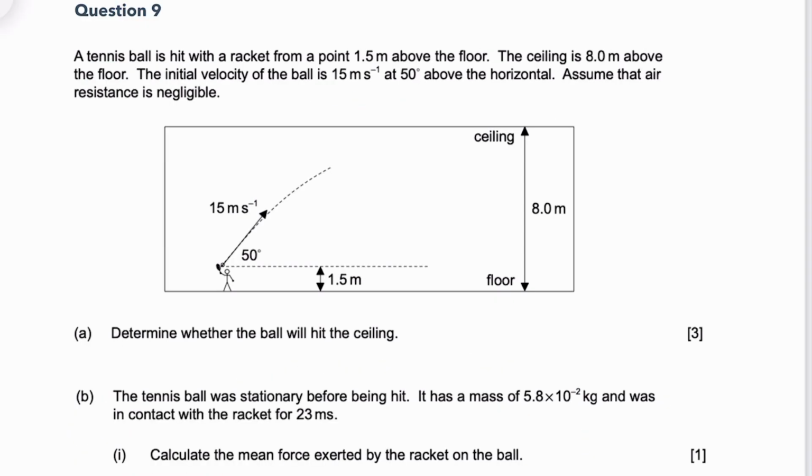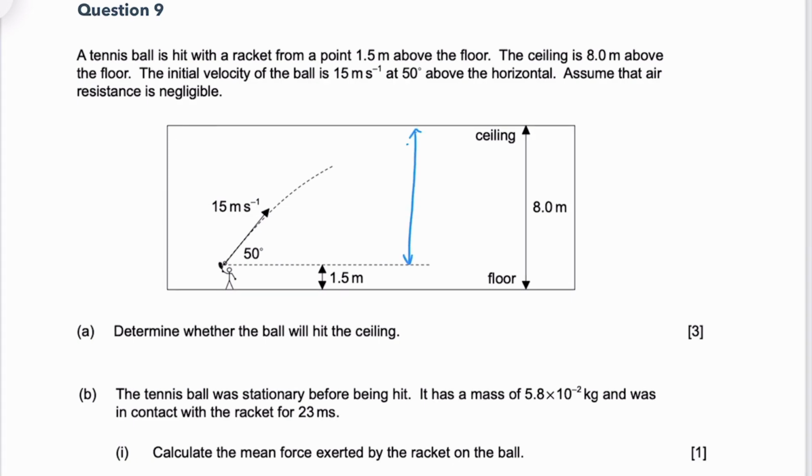Question 9. We've seen the first part of this question in the Activate the Application tutorial for kinematics, but we'll go over it and answer the second part. A tennis ball is hit with a racket from a point 1.5 metres above the ground. The ceiling is 8 metres above the floor. That means that this distance here is 6.5 metres. The initial velocity of the ball is 15 metres per second at 50 degrees above the horizontal. Assume that air resistance is negligible. Determine whether the ball will hit the ceiling.